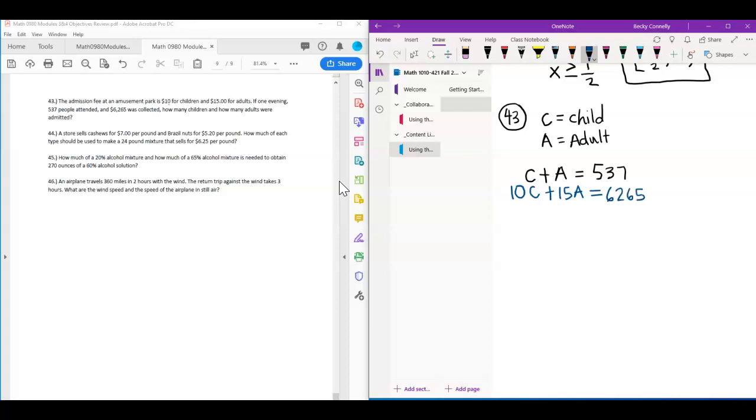$6,265. Okay? So now we have a choice to make, and I want you guys to respond on this to see what you want to do here. So would you like to solve this using substitution or elimination? Because we could do it either way.